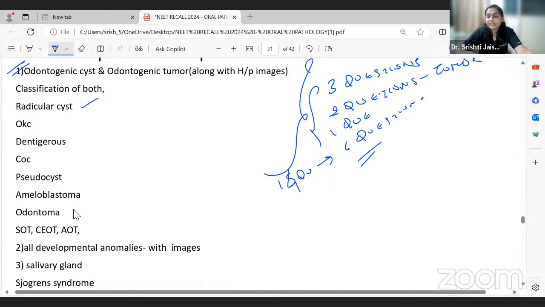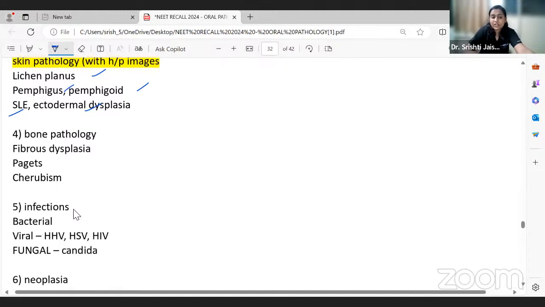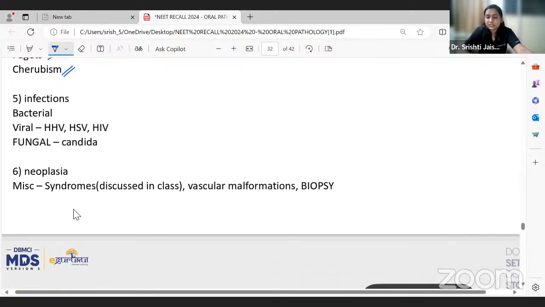So, if anybody wants to take a screenshot of this, take this, put it on your wall and stick to this. And I can say that your questions will be asked from all these important topics. Skin pathology: lichen planus, pemphigus, pemphigoid, systemic lupus erythematosus, ectodermal dysplasia. Bone pathology: cherubism is one of the important topics, fibrous dysplasia, Paget's, along with a few infectious diseases, the syndromes and biopsy. There was one question from biopsy also.